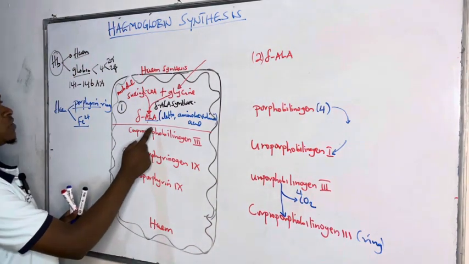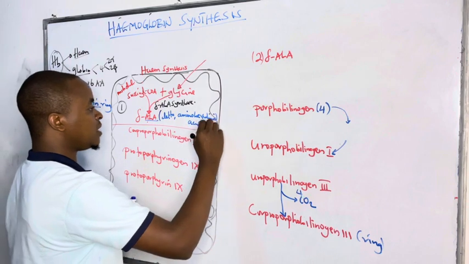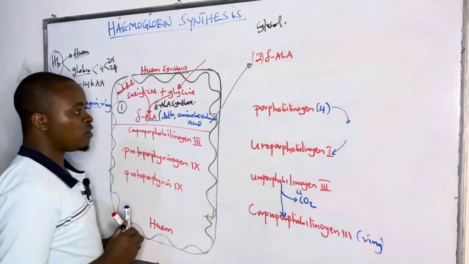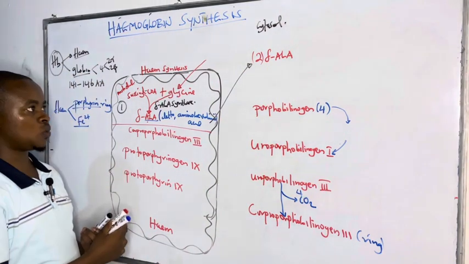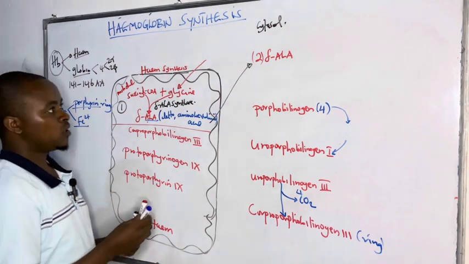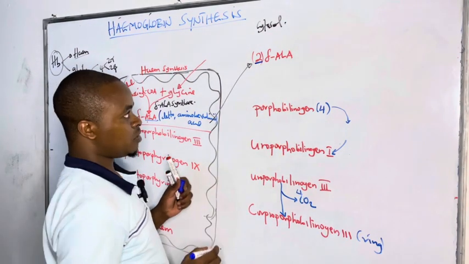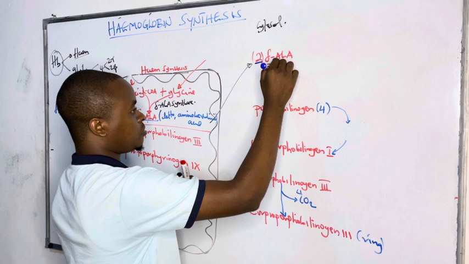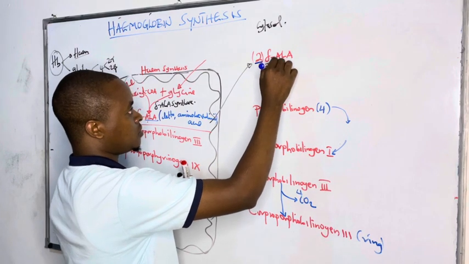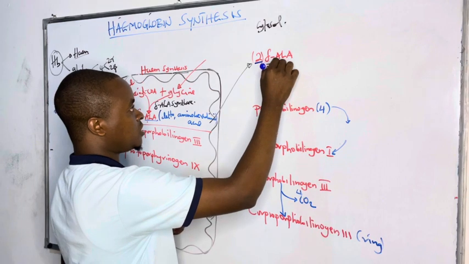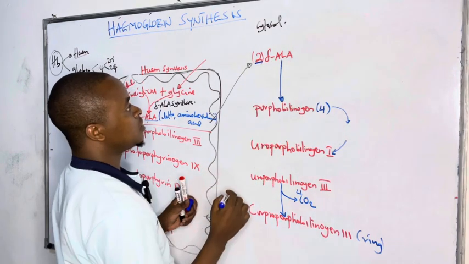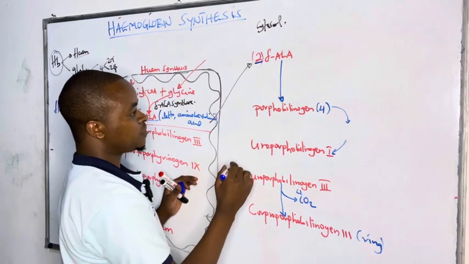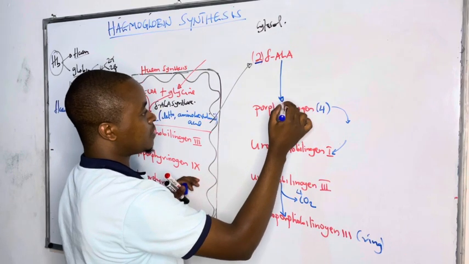And after forming this delta aminolevulinic acid, it is moved into the cytosol. This is the cytosol side. So it crosses the mitochondrial membrane and enters into the cytosol. And within the cytosol, we shall see two molecules of delta aminolevulinic acid combining to form porphobilinogen. Two molecules of delta aminolevulinic acid combine to form porphobilinogen in the presence of porphobilinogen synthase, also called dehydratase.